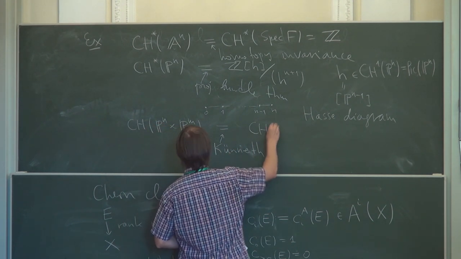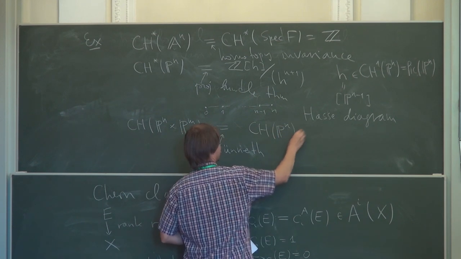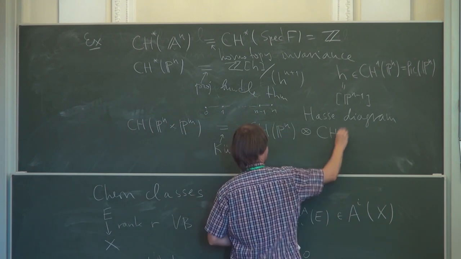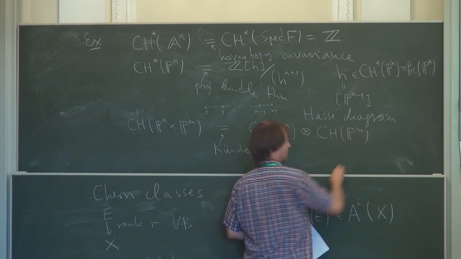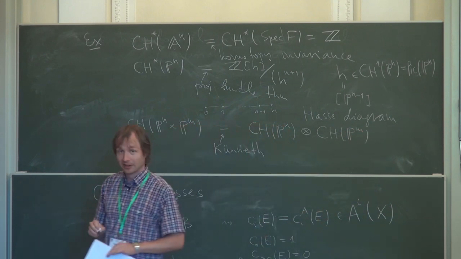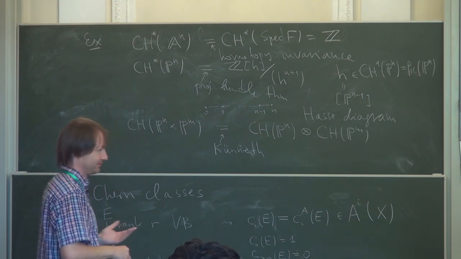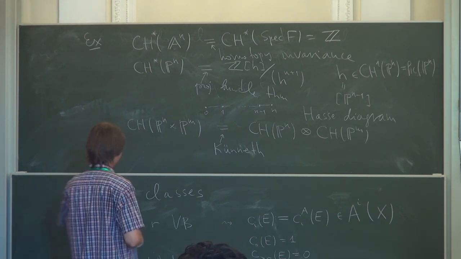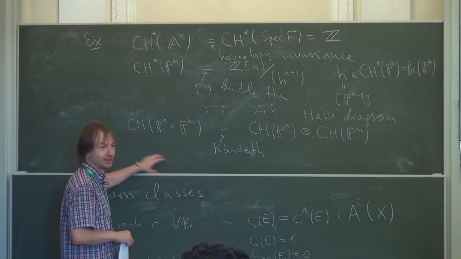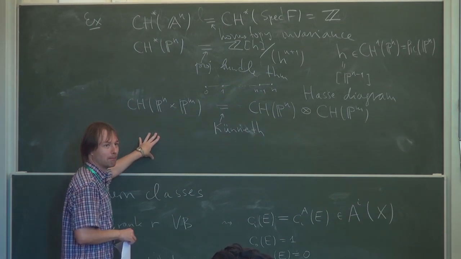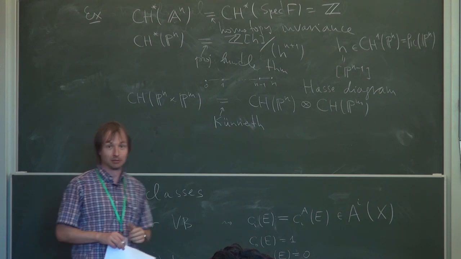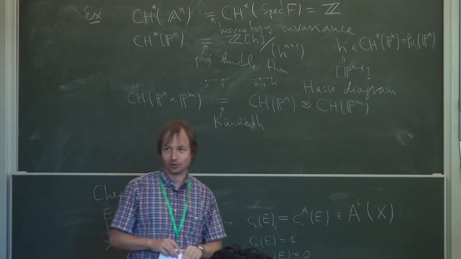So this is just the tensor, but please pay attention, the Künneth formula is usually wrong. It's only true if the varieties here are very nice, for instance cellular, which is of course the case here. But in general, it's of course not true.